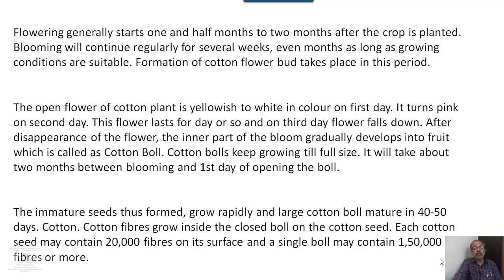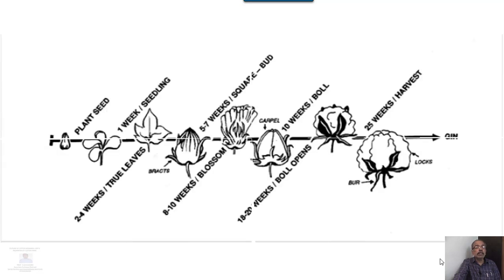Usually there are 20-30,000 fibers on an average seed. So one boll may contain around 1,50,000 fibers or so. This is the general description of how the fiber development takes place inside the boll. So within certain steps these processes are occurring. This is what is depicted in this particular diagram as you are able to see on the screen.